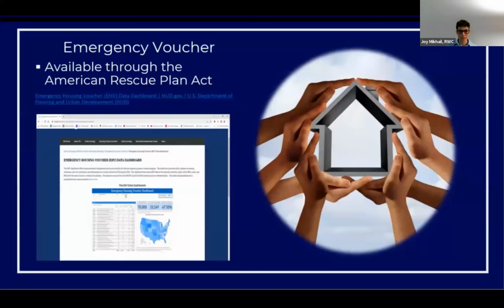I have provided a snapshot. It's a live snapshot of data. It's a dashboard that you can go to see how many emergency vouchers are actually available through your housing authority. So this link will be provided for you as well. If you are curious how many emergency vouchers are available in your area, you can go to this link above the snapshot, and it will provide you with the information you need.